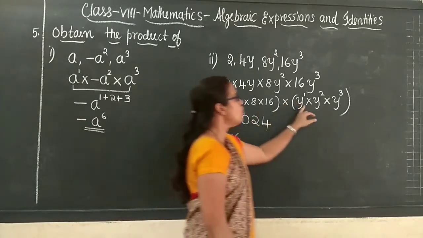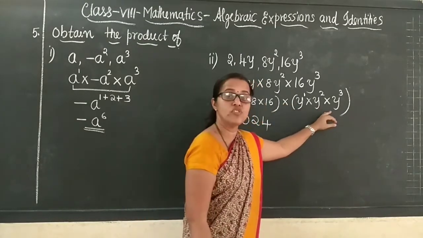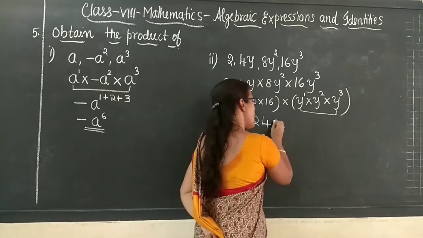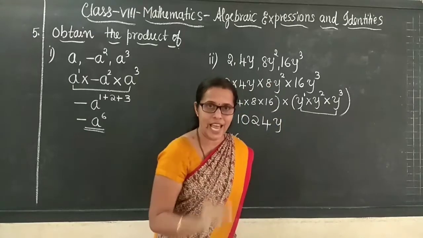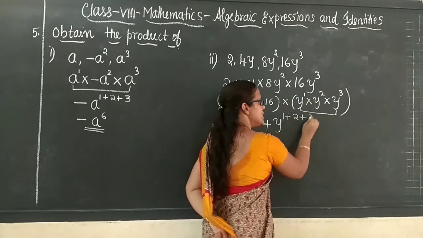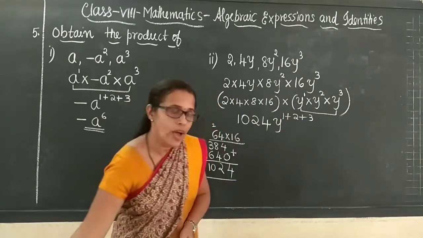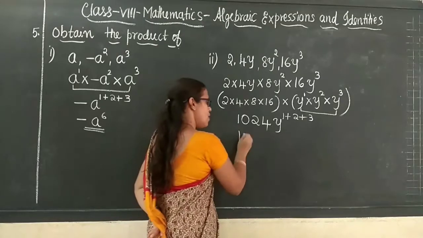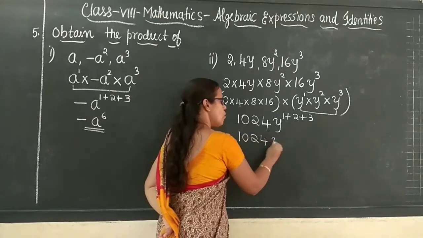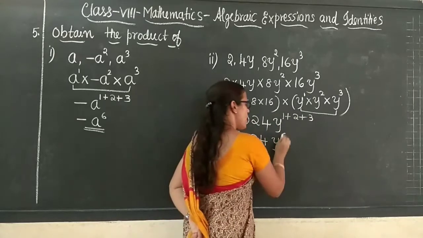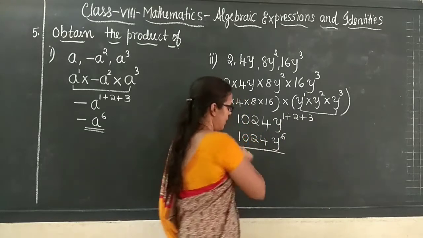Then how can I multiply this when the bases are same? The variables are same here. When the bases are same, write the base as it is and add the powers: 1 plus 2 plus 3. So now how can I get the final answer? See here, 1024 y to the power 3 plus 2 is 5, 5 plus 1 is 6. So here, what is the final answer?